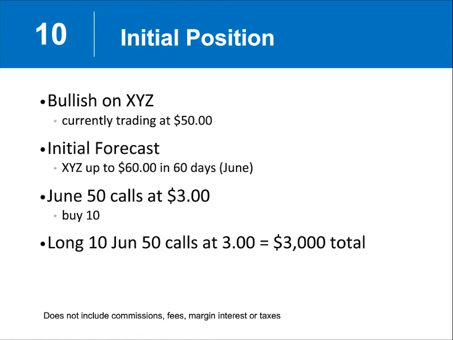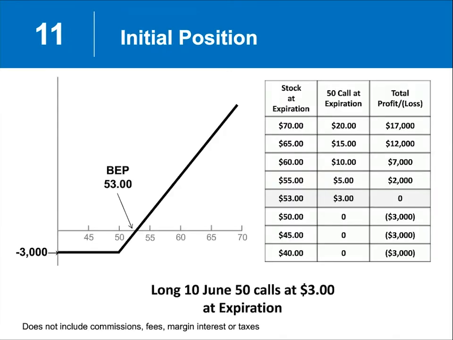Now, I assume our audience is very familiar with the P&L graph of the long call position, so I will not go through the numbers individually on the right. I'll just point out break-even point is when our option is worth what we paid for it at expiration. That occurs if the stock's at 53. Profits above that, maximum loss. If the stock finishes at expiration at 50 or below, we lose our entire investment of $3,000.